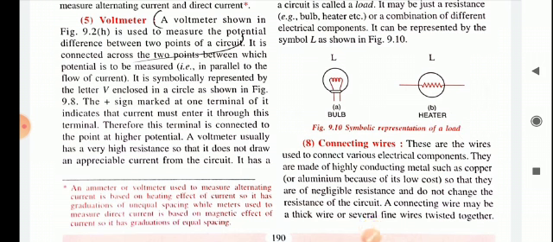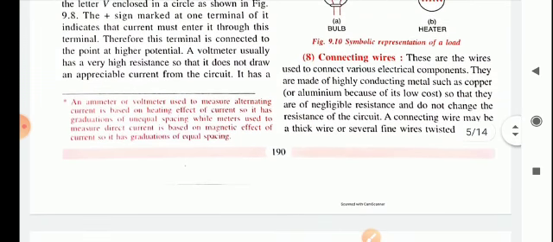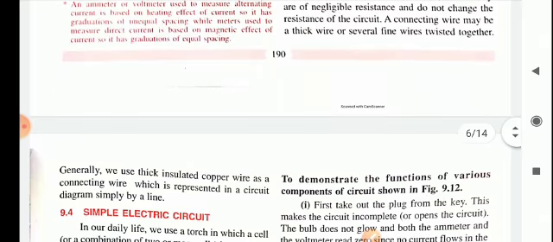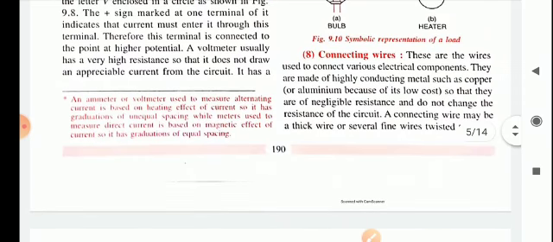8th point, connecting wire. These are the wires used to connect various electrical components. They are made of highly conducting metals such as copper, aluminum because of their low cost, so that they have negligible resistance and do not change the resistance of the circuit. A connecting wire may be a thick wire or several fine wires twisted together. Generally, we use thick insulated copper wire as a connecting wire, which is represented in a circuit diagram simply by a line.